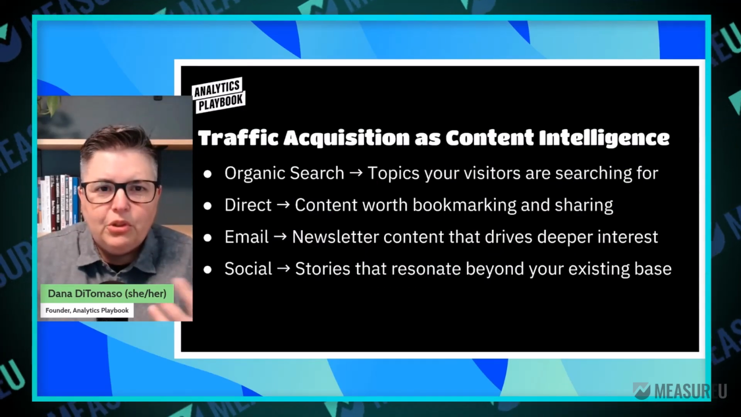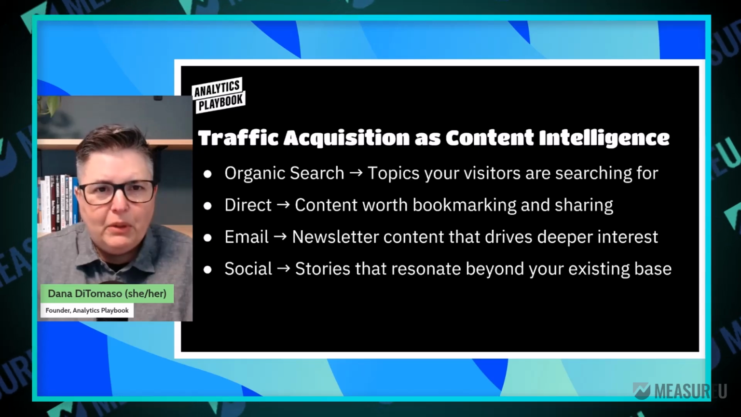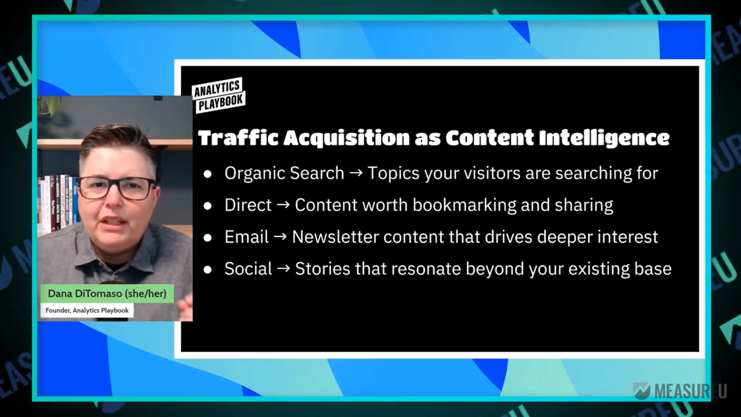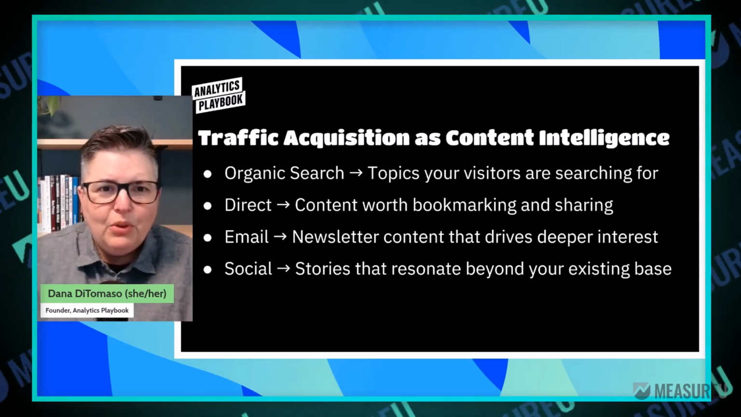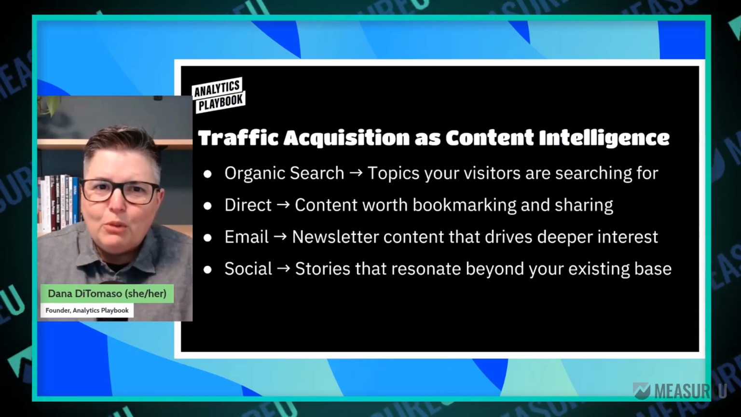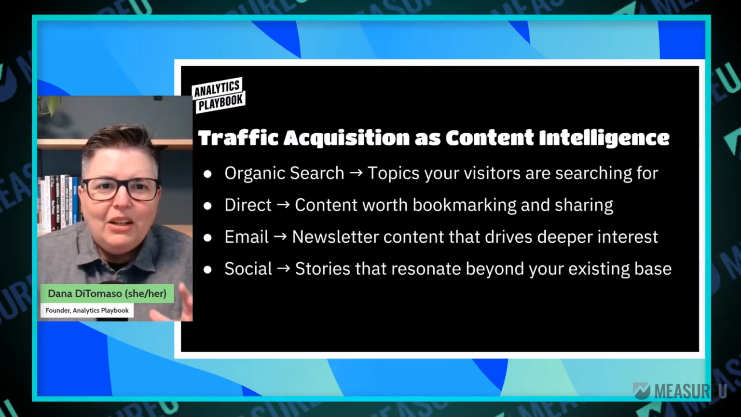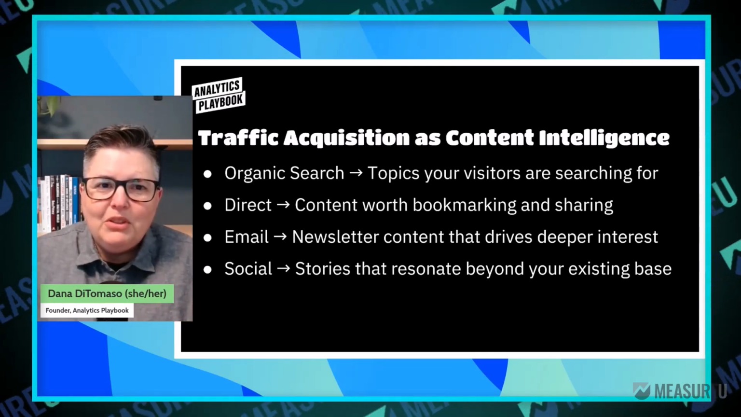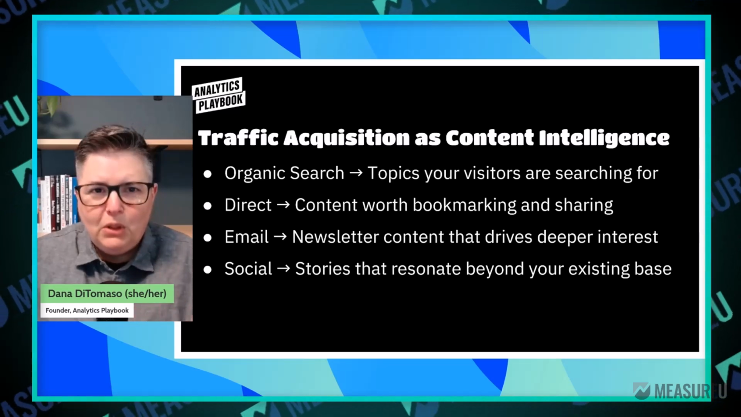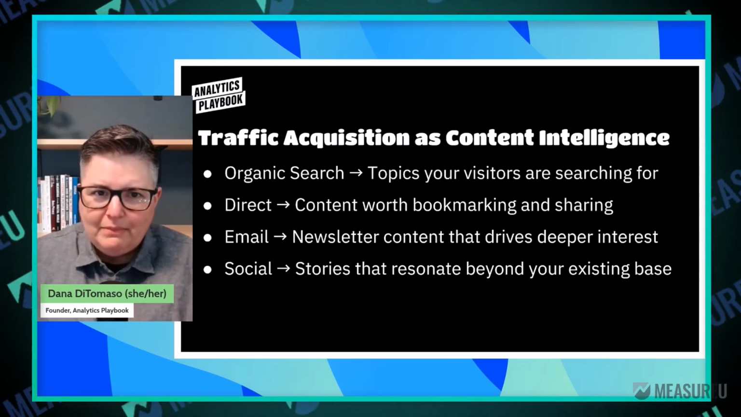What channels users use to get to your website already tells you a lot about their intent. For example, organic search is topics your visitors are searching for. Direct is content worth bookmarking and sharing. Email is newsletter content that drives deeper interest. And social is stories that are resonating beyond your existing base.